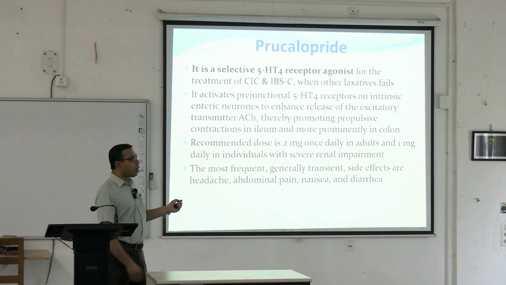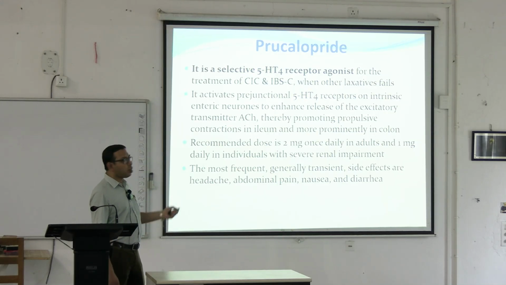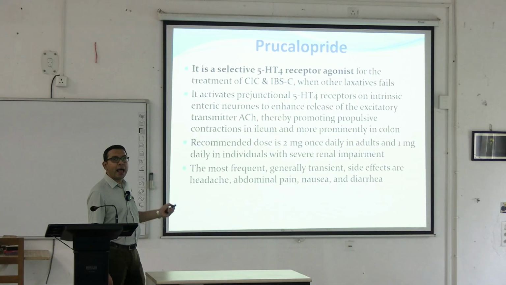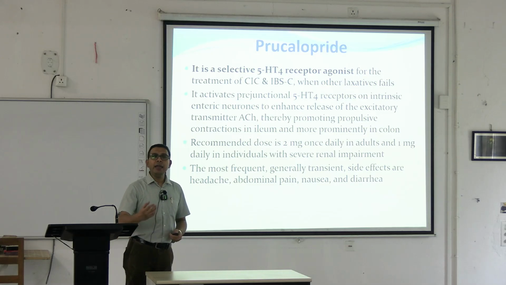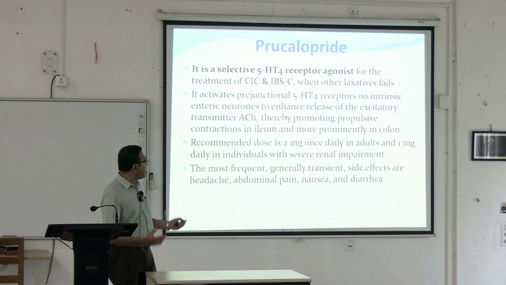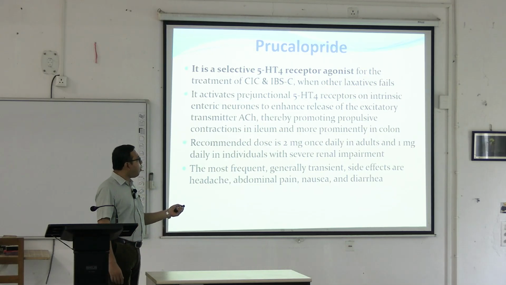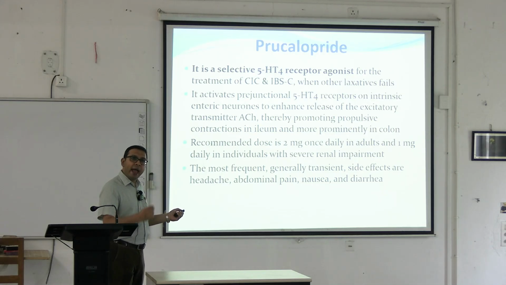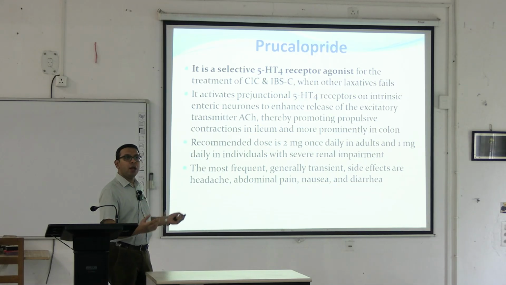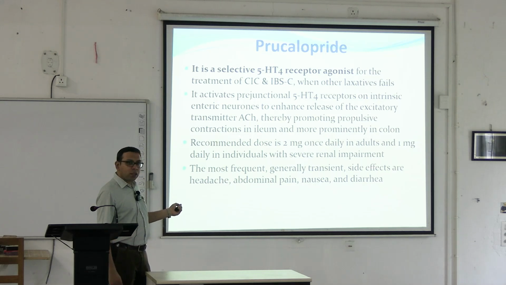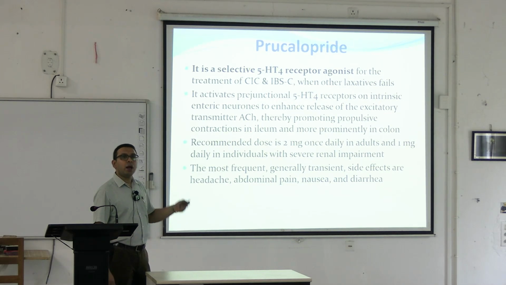It activates pre-junctional 5-HT4 receptors on intrinsic enteric neurons to enhance the release of the excitatory neurotransmitter acetylcholine. So basically they increase the release of acetylcholine. Ultimately that promotes propulsive contractions in the ileum. This acetylcholine acts on these myenteric neurons, which ultimately causes increased contraction in the ileum and increased contraction in the colon.